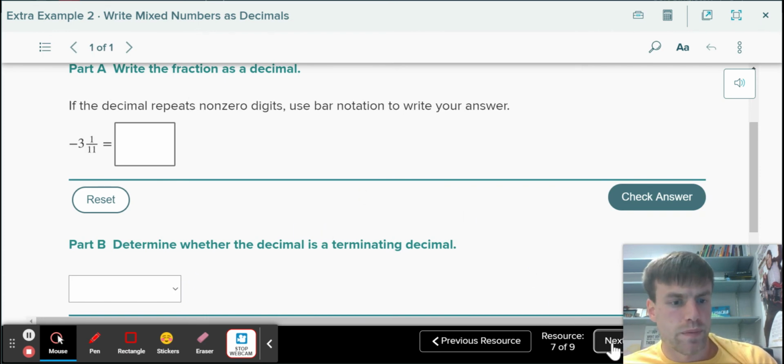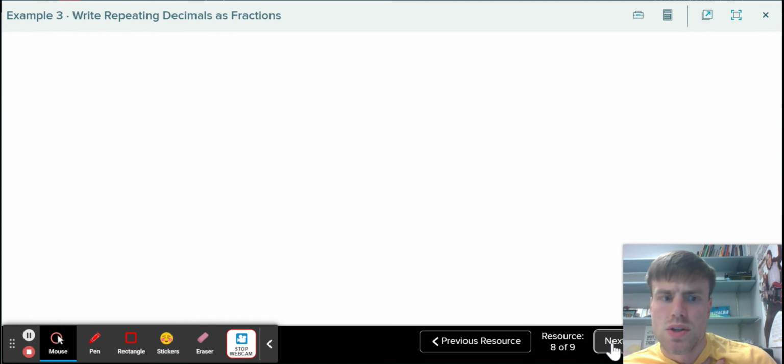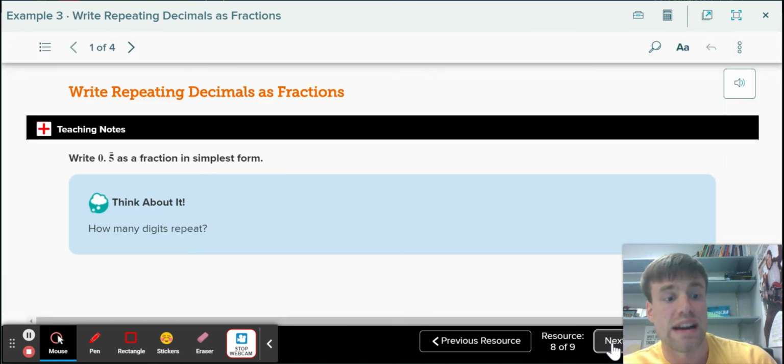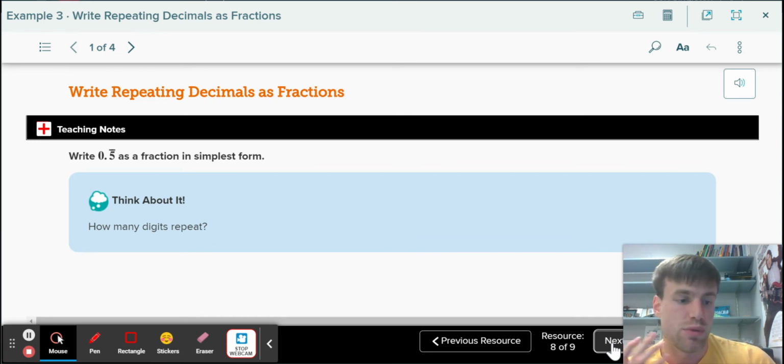Okay, got a couple more slides here. So we also have to be able to turn decimals into fractions. So I have a repeating decimal here. I've got 0.5 repeating.